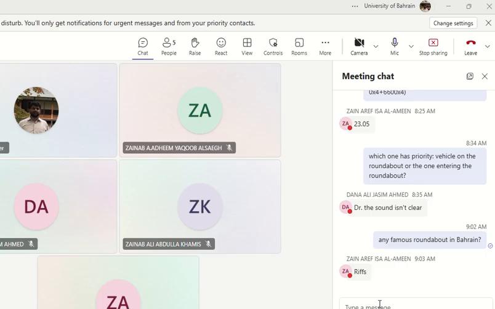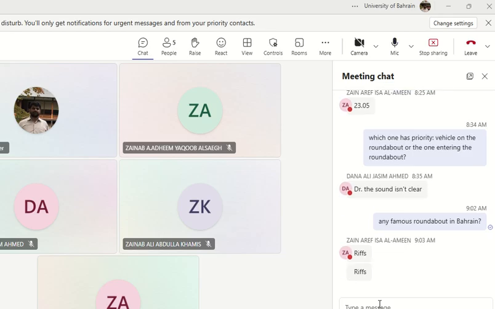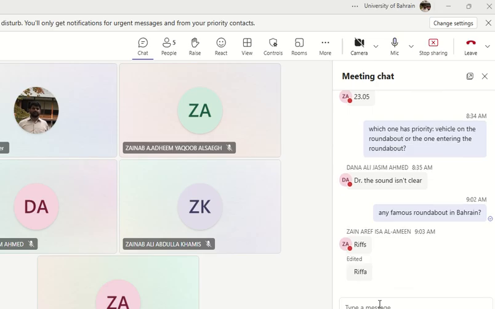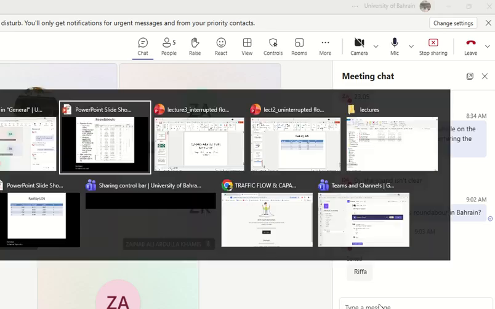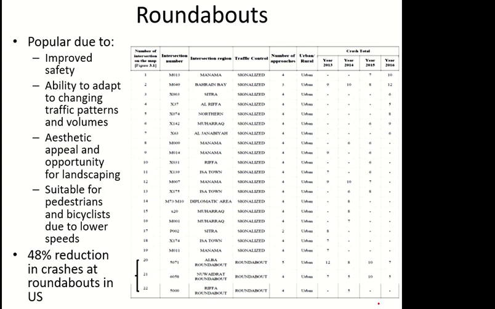Yeah, the Rifa roundabout, also known as the clock tower roundabout, right? So it is famous because of the clock tower, and it is decorated at national days and so on. So there goes the point about aesthetics.